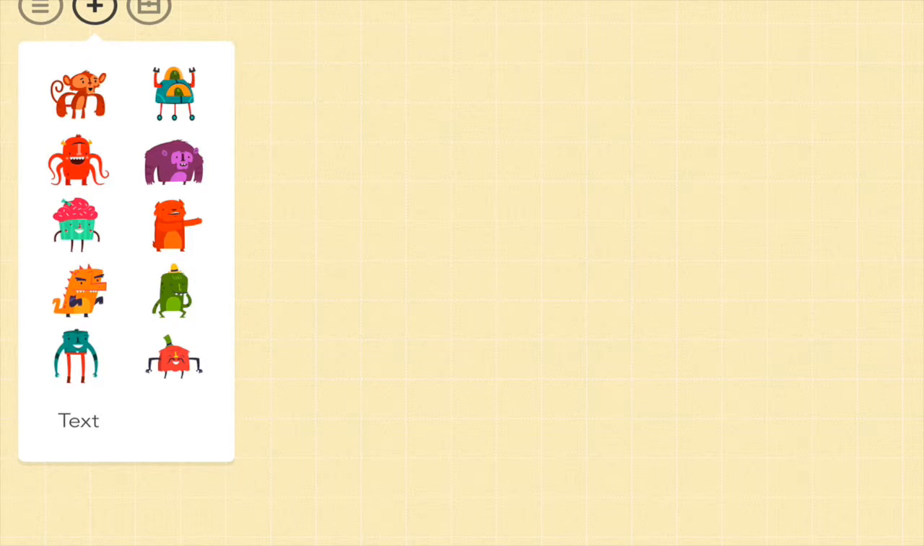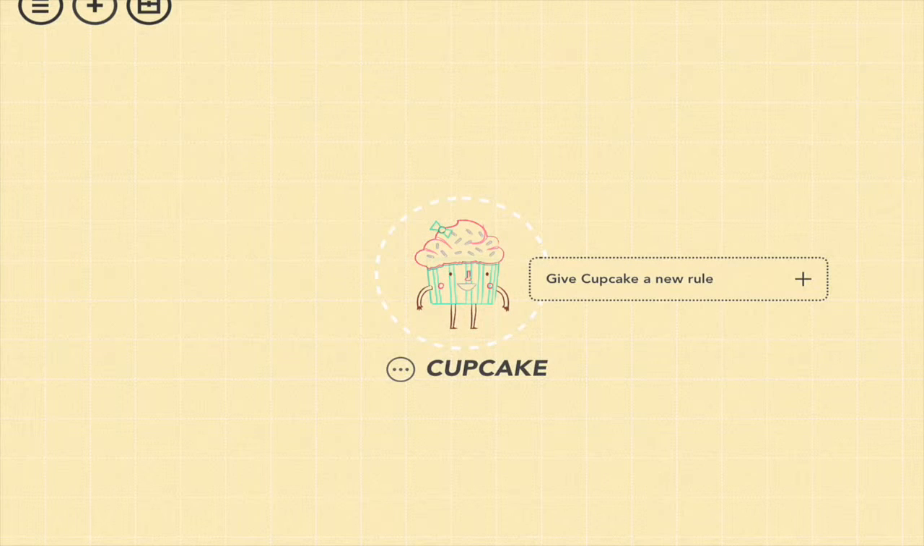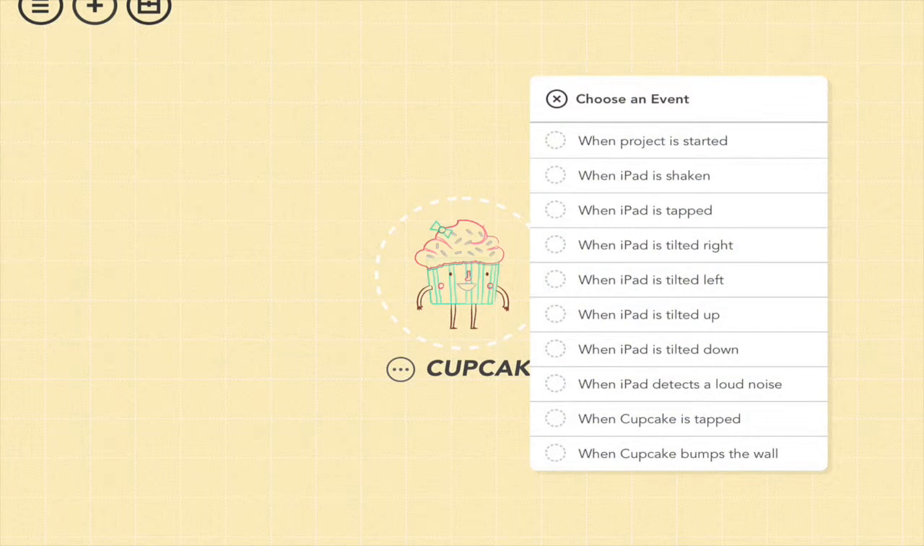And first of all, we need to give Cupcake a new rule. For the Etch-a-Sketch, we want Cupcake to move right, left, up and down, whilst drawing a multicoloured line in this case. So we can actually create an original piece of artwork. So we'll click plus to start off, and we're going to use the tilt function of the iPad, and we're going to tilt right to start with.